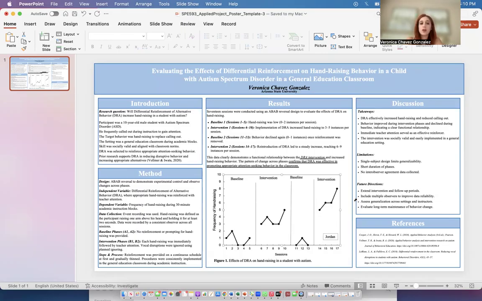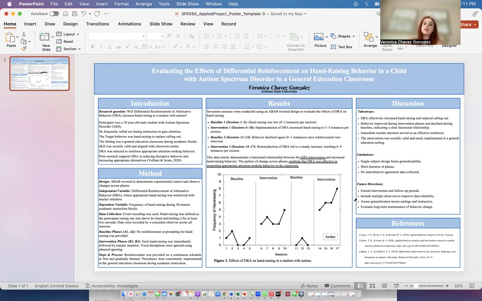The independent variable was the differential reinforcement of alternative behavior, which was the immediate teacher attention for appropriate hand raising. And the dependent variable was the frequency of hand raising during 30-minute academic sessions. The data was collected using event recording. During baseline, no reinforcement was given, and during intervention, hand raising was reinforced and calling out was completely ignored. Reinforcement was initially continuous, and then we thinned it out over time.